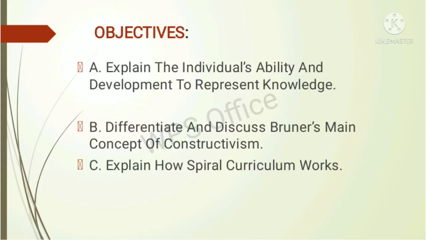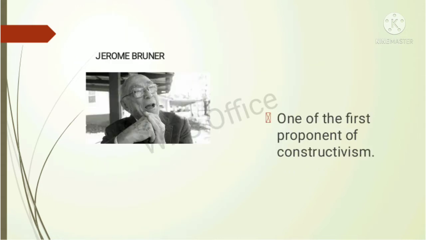Before we start, we should know first the objectives that the students should learn after the discussion. The first one is to explain the individual's ability and development to represent knowledge. The second one is to differentiate and discuss Bruner's main concept of constructivism. The third one is to explain how the spiral curriculum works.